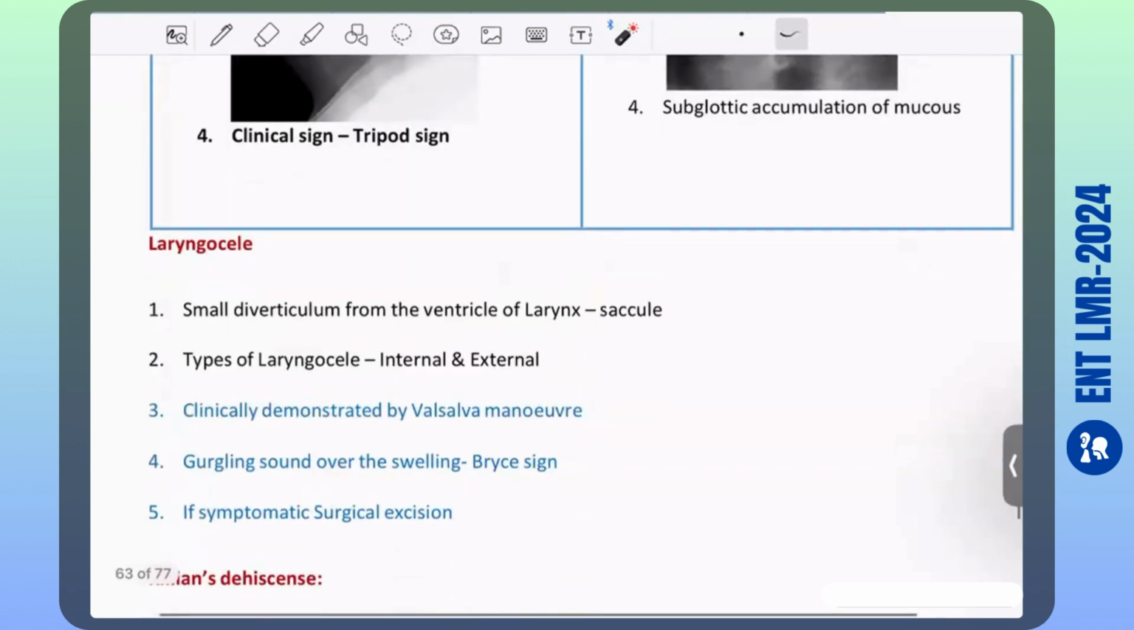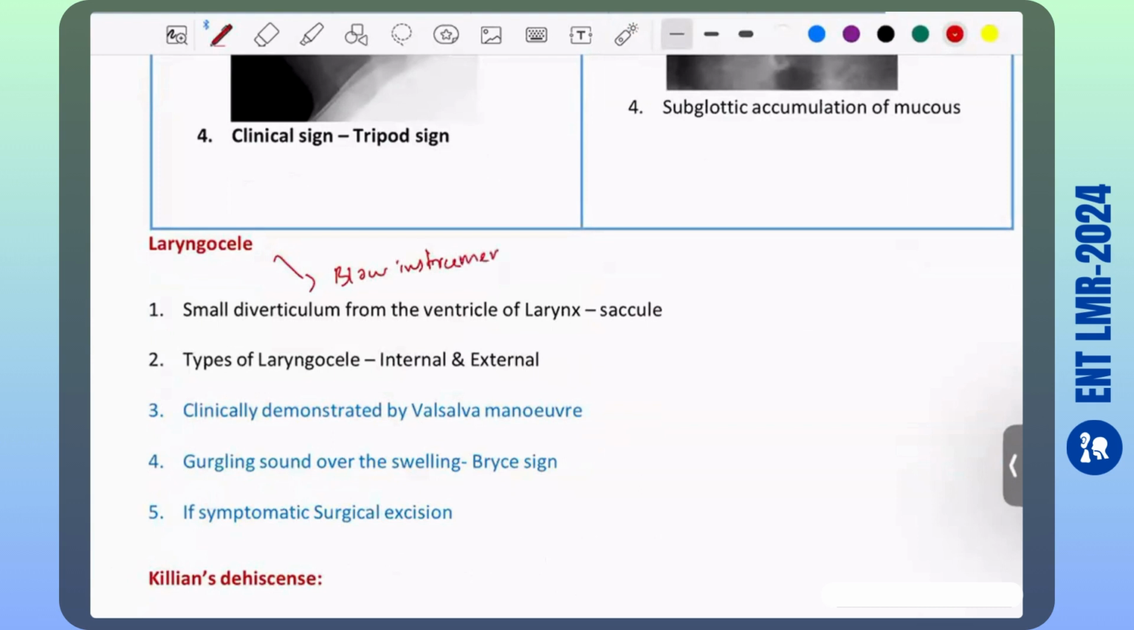Laryngocele is nothing but a small diverticulum from the ventricle of the larynx called the saccule. Between the true vocal cord and false vocal cord, there is a space called the ventricle. In the ventricle, you will have a space called the saccule. If the saccule herniates due to too much pressure by a trumpet blower or some other blow instrument, laryngocele happens in persons using blow instruments.